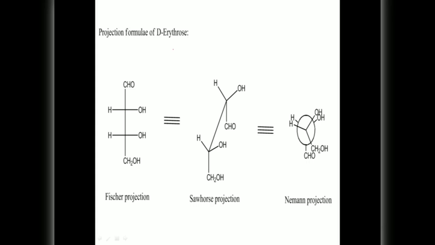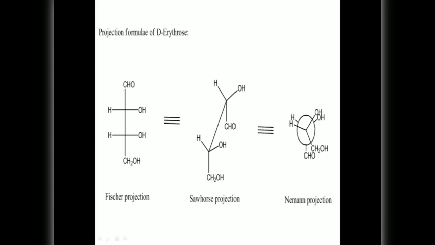It is a projection formula of the D-erythrose. So now here is the structure of D-erythrose, because the similar groups are on the same side and here OH at the bottommost chiral carbon is on the right side. So it is a D-erythrose. Now here is a Fischer projection formula. It is a 2D representation. So what is the exact Sawhorse projection formula for this compound?